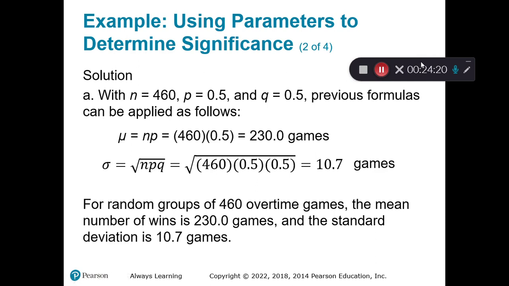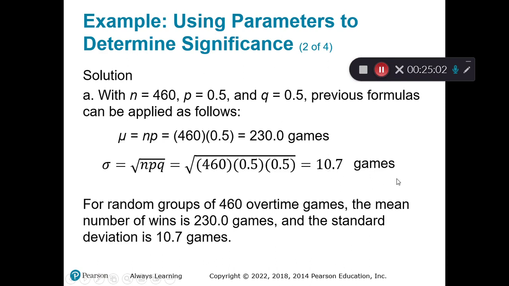So here we have the probability of success and the probability of failure as being equal to each other. N is 460, so the mean would be 460 times the probability of success, which is 230 games. That means that of 460 NFL wins, we expect that 230 of them would have also won the overtime coin toss. The standard deviation is the square root of N times P times Q. So in this case, that's about 10.7 games.